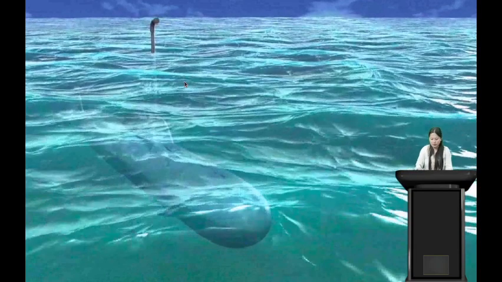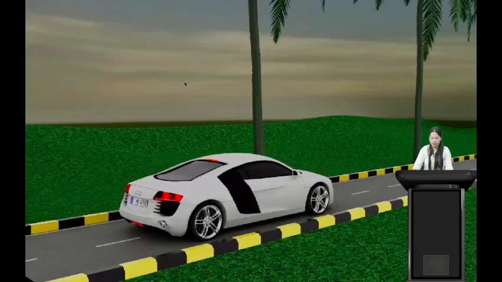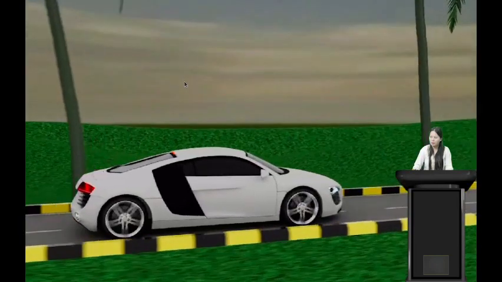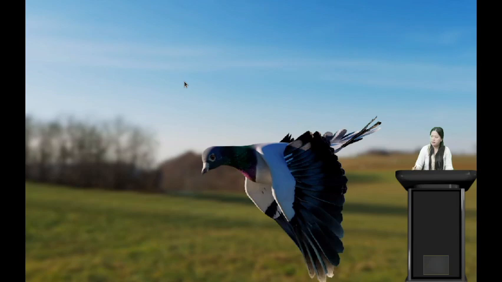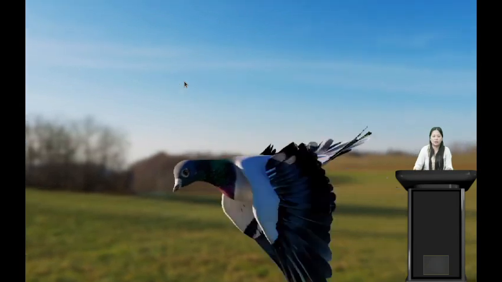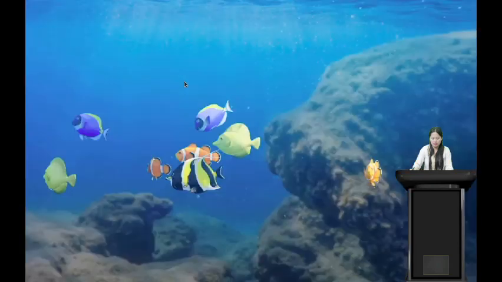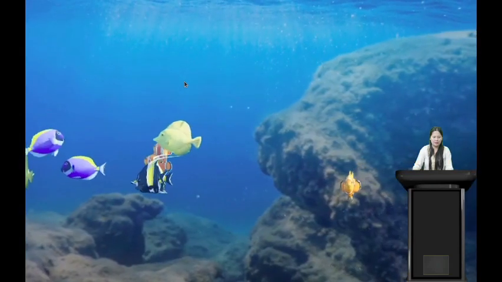The next we have is car. Observe its shape. We have a car moving on the road. Observe its shape carefully. Then next we have the bird flying in the air. Again, observe its shape. And here we have fishes in water. Again, observe its shape carefully.